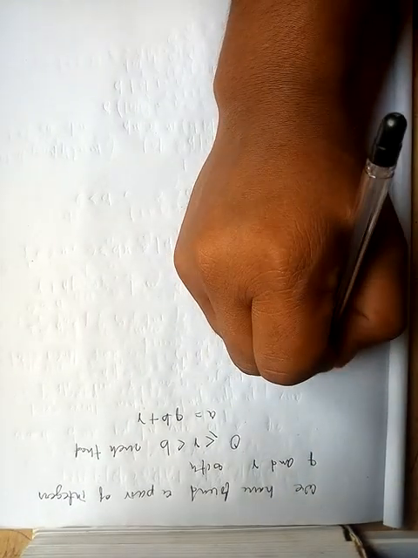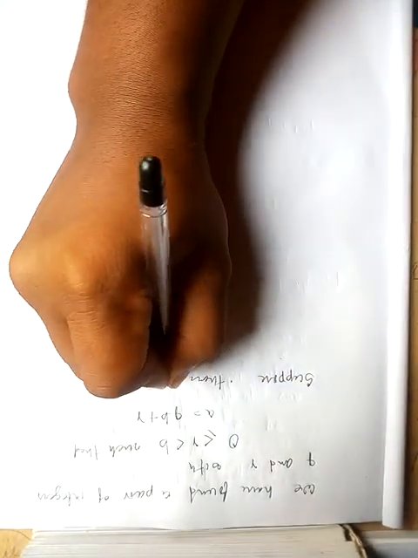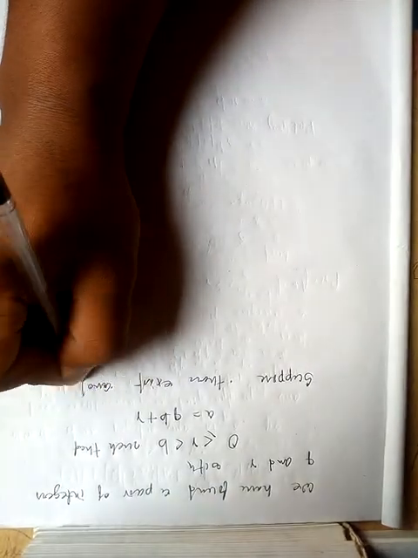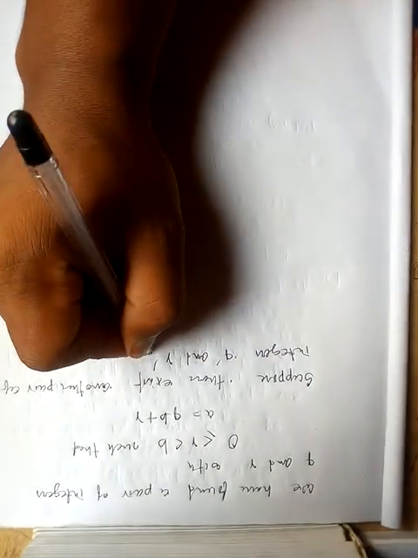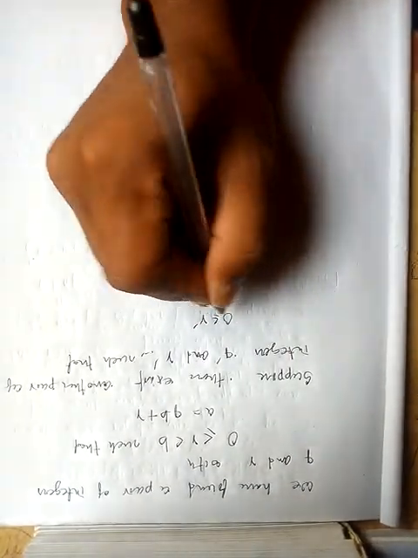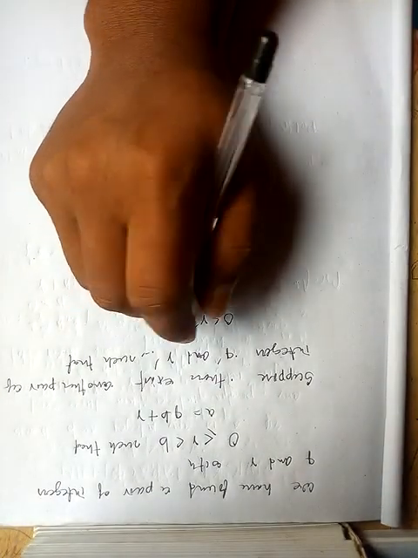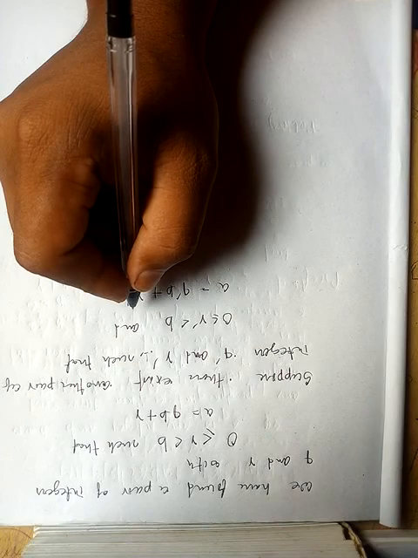Now the next step is to show that Q and R are the unique integers. Okay, now we are going to check the uniqueness. So suppose there exists another pair of integers Q prime and R prime such that R prime is greater than or equal to 0 and less than B, and A equals Q prime times B plus R prime.